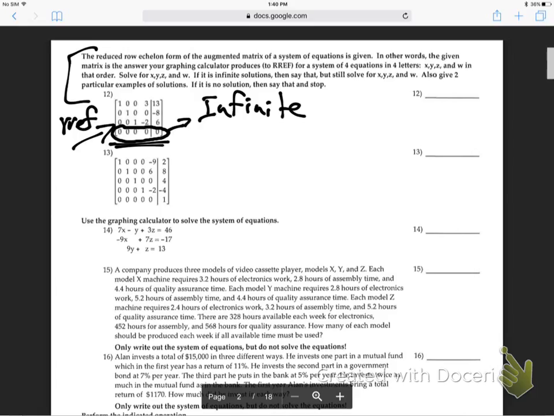If it is infinite, then say that, but also solve for x, y, z, and w, and give 2 particular examples. So I did that last time. Are we okay with that? That makes sense, right? Let me just go through it again really quick.